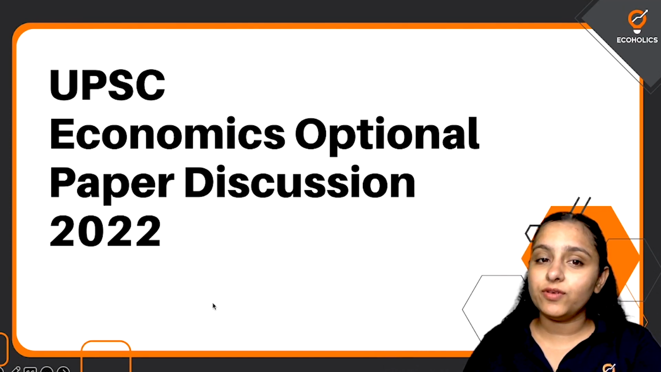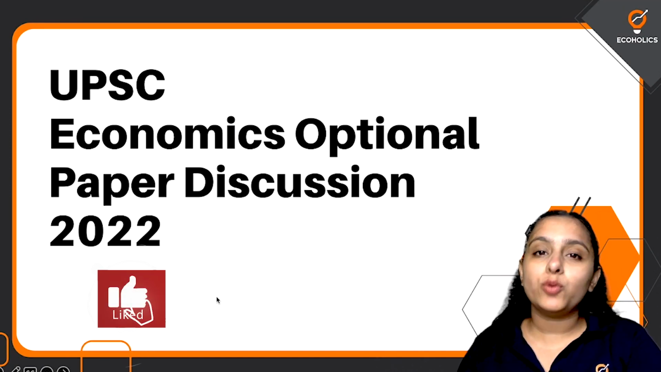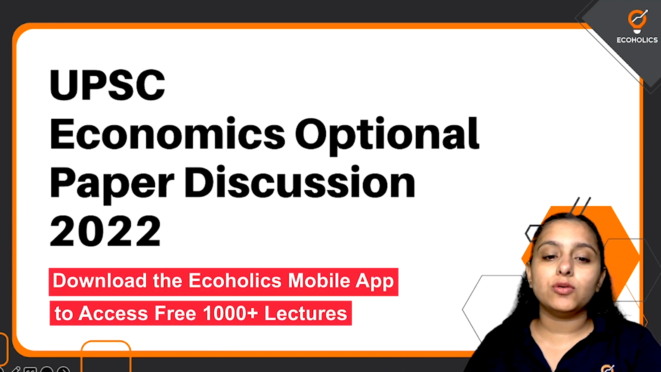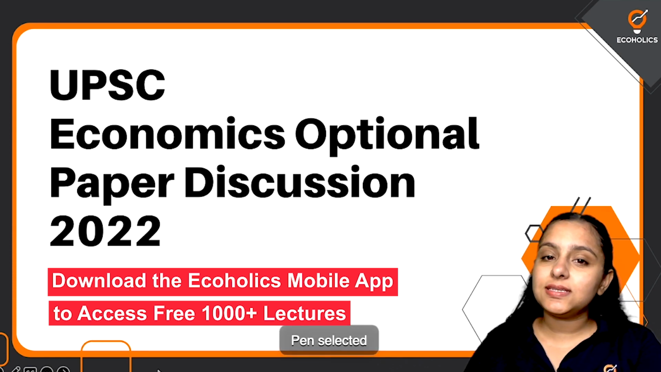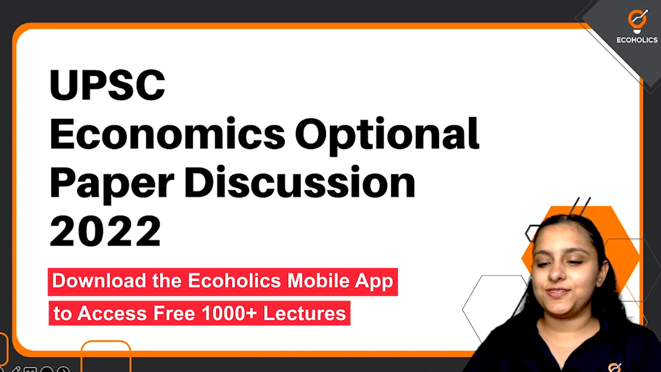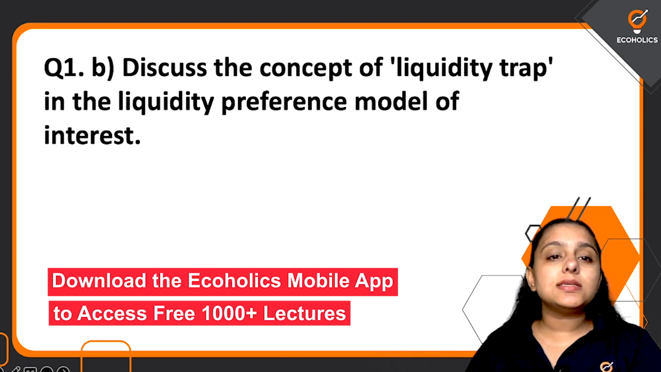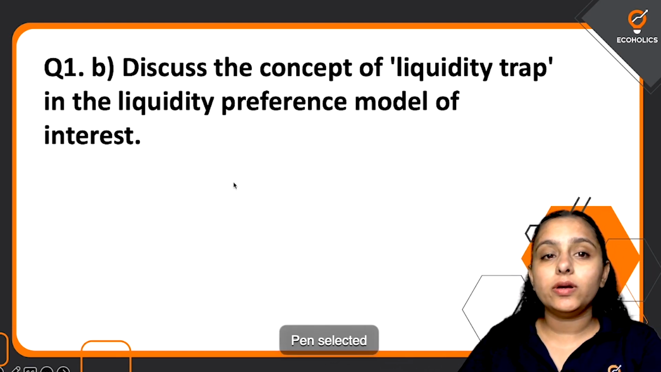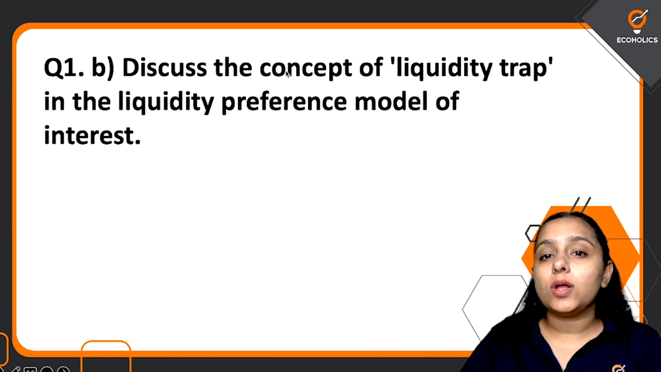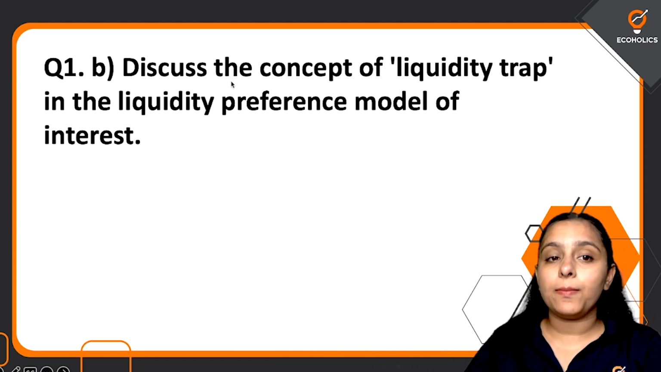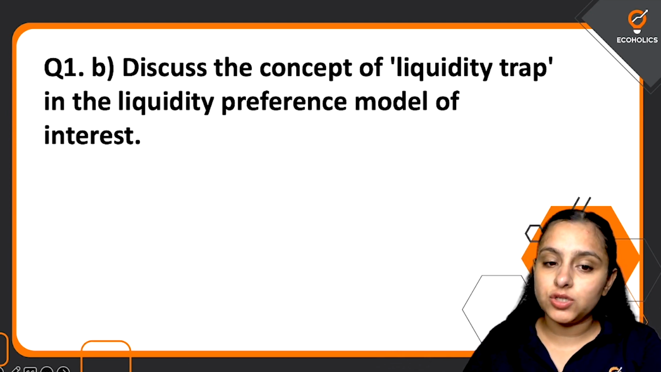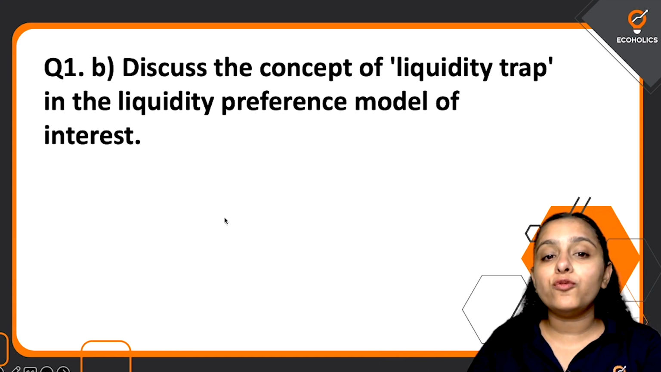We are starting a new series where we are going to discuss the economics optional paper for the year 2022. So let's get into our discussion. This is about question number 1, part B: discuss the concept of liquidity trap in the liquidity preference model of interest. This is a 10 marks question, and of course you have to follow the word limit.